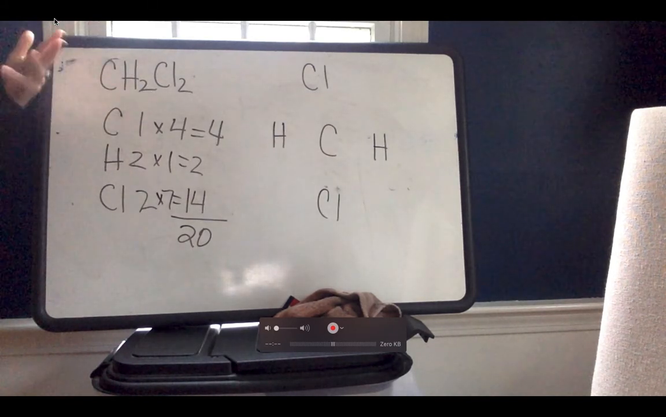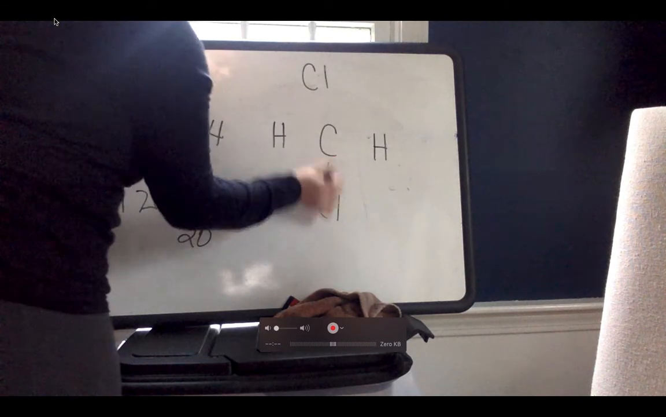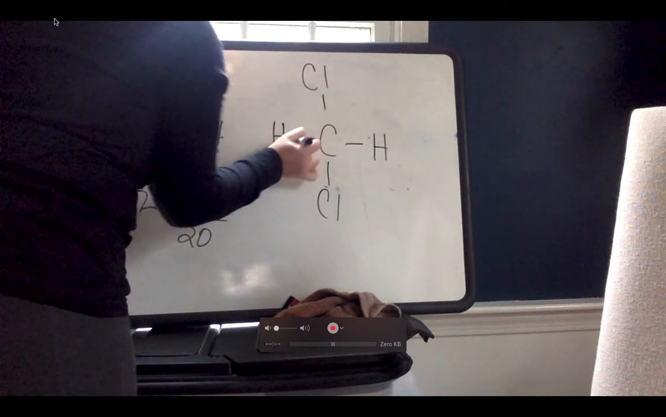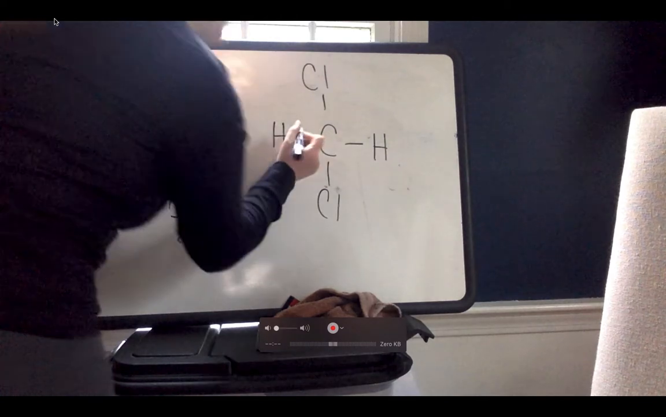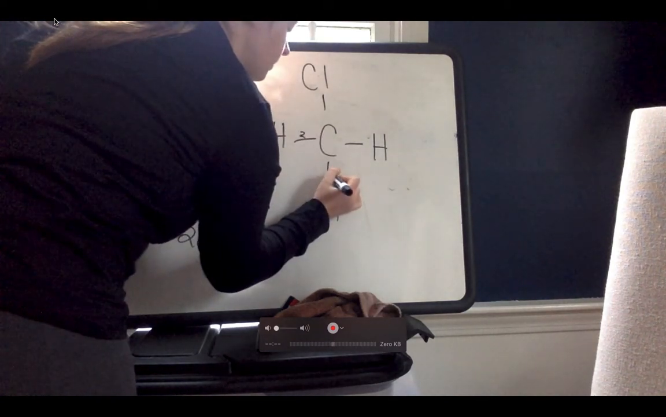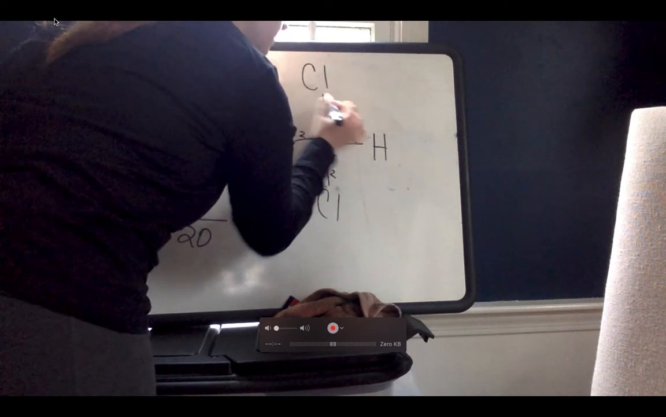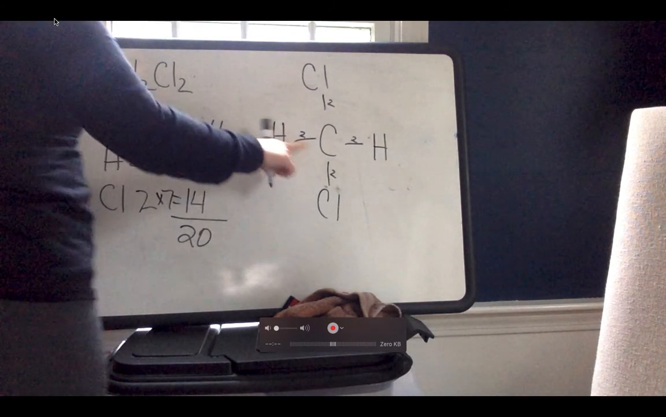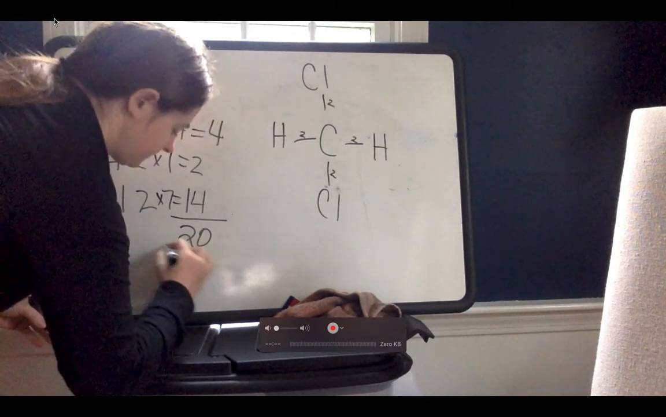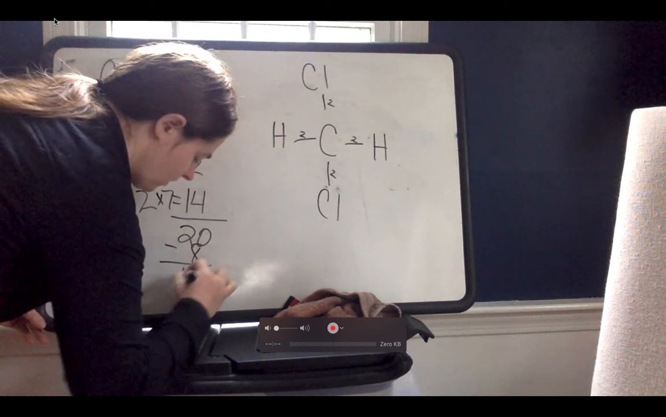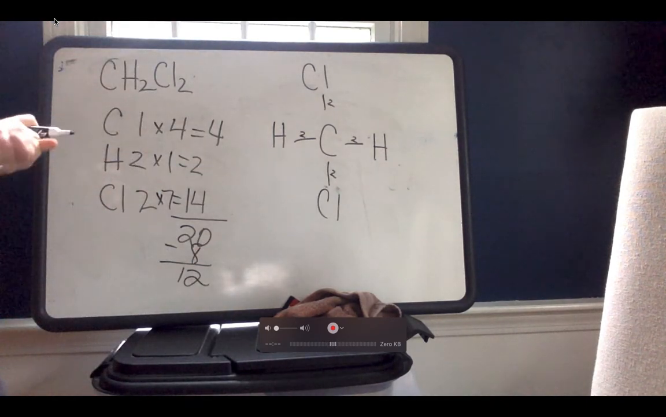Okay? We need to connect them right now. Right now, everything is just hanging in limbo, so we're going to draw a single bond to connect everything. Remember, each bond is 2, so 2, 2, 2, and 2. So we've used 2, 4, 6, and 8. So that means we have 12 electrons left.